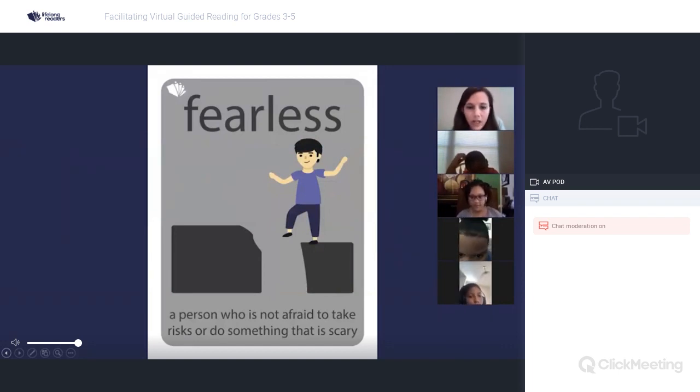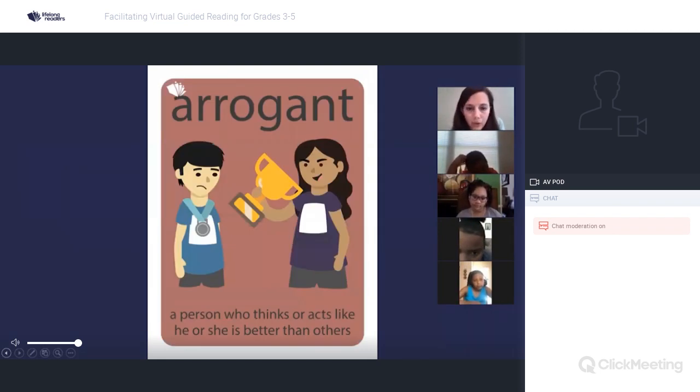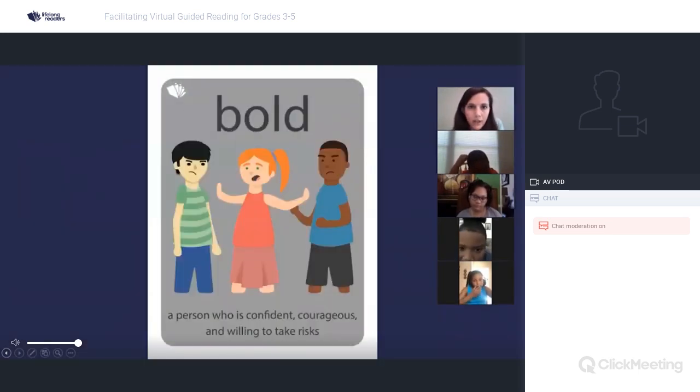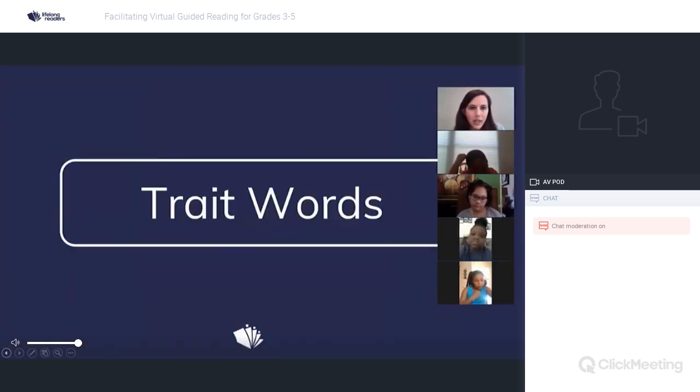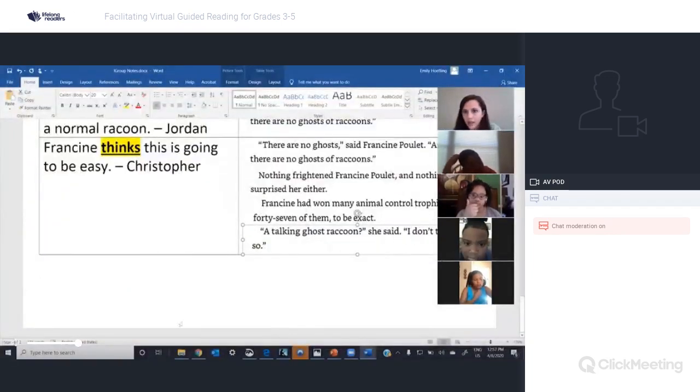Fearless, a person who is not afraid to take risks or do something that's scary. Confident, a person who believes in his or her abilities. Arrogant, a person who thinks or acts like he or she is better than others. That's it. Okay, arrogant, confident, fearless, bold. Does anybody think those would fit? Anybody think those would fit?